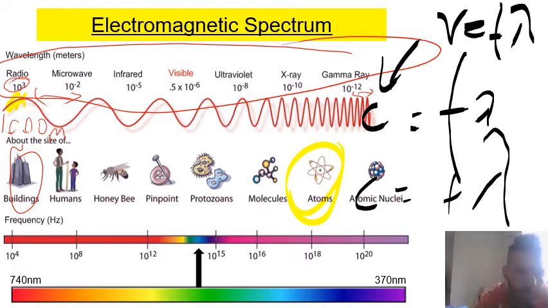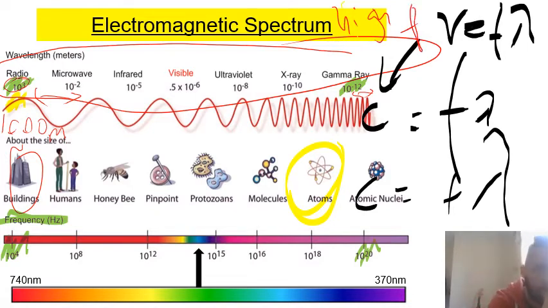So that's telling us that at this end, with the radio, it's got a really long wavelength, yeah? And it's also got a low frequency. While the gamma ray's got a really short wavelength and a really high frequency. When one gets big, the other gets small. When one gets small, the other gets big. So this end over here is high frequency. And this end over here is low frequency.